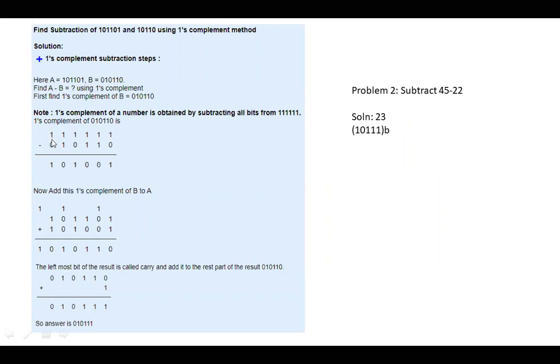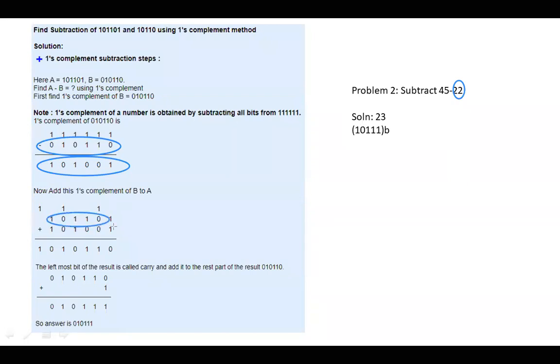So 22 is nothing but 010110. Ones complement means we just perform inversion, a NOT of this number. All zeros we can convert into 1, or we can subtract from 111. The easiest way is to convert it using the NOT operation. 0 will change to 1, 1 is changing to 0, 0 is changing to 1. So this is the ones complement of the number 22. Now what do I have to do? The next step is A plus B bar.